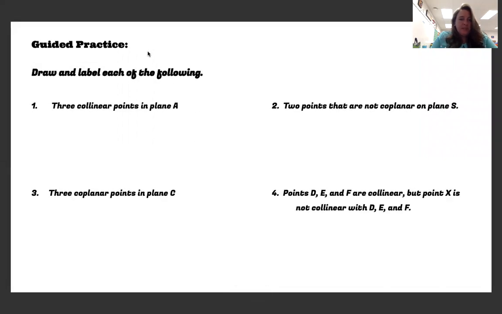Okay, so now we have a little bit of guided practice here. You have this in your notes, so this would be a really good place to pause the video and give these a try. So go ahead and do all 4 of these and then come back to the video and see how you did.